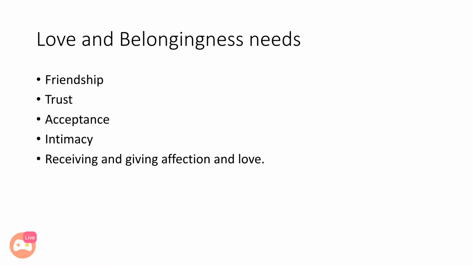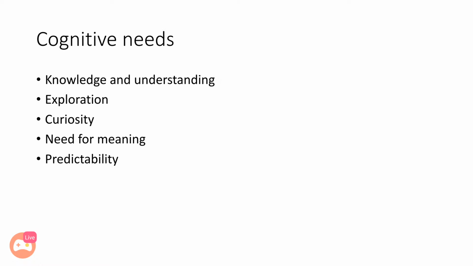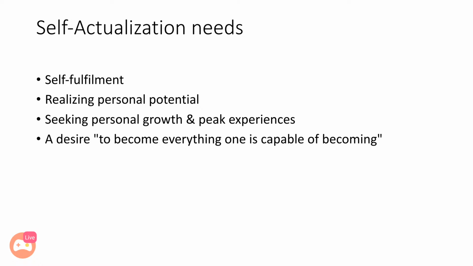Then love and belongingness needs: intimacy, acceptance, relationship, friendship. And then esteem needs. There is esteem for oneself, and there is desire for reputation and respect, and that includes dignity, mastery, achievement, status, prestige, all that. Cognitive needs are the next one, which includes exploration, curiosity, need for meaning, predictability. Then there are aesthetic needs, appreciation of beauty. And then self-actualization needs.